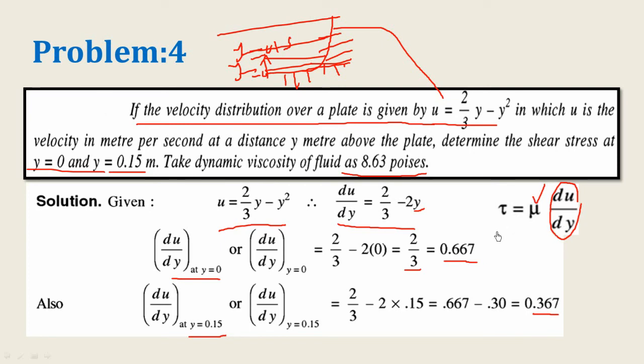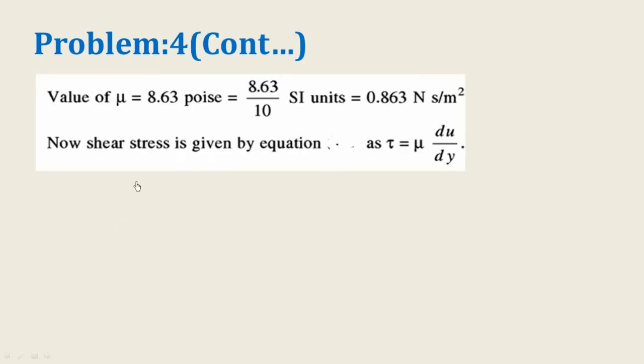Now we'll substitute these values in tau. First, mu we are converting into Newton second per meter square. Mu is given as 8.63 poise, so we multiply with 1 by 10, which gives 0.863. Now we know the shear stress value tau equal to mu du by dy.